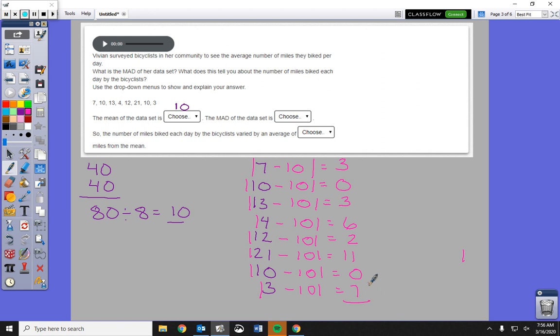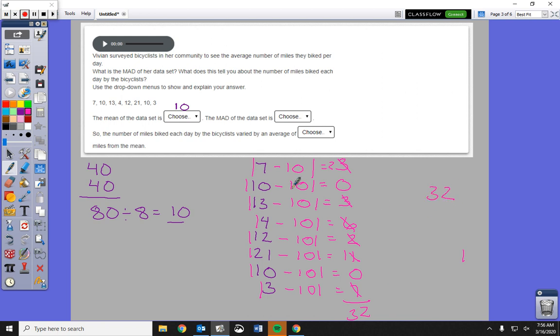Now, mean absolute deviation. So I found the deviation, but now I've got to find the average of what they all deviate from the mean of 10. Let's go here. 7 and 3 gives me 10. 6 and 1 give me 7. 7 and 3 gives me 10. That's 20. 20 plus 2 gives me 22. I put the 2 up top.